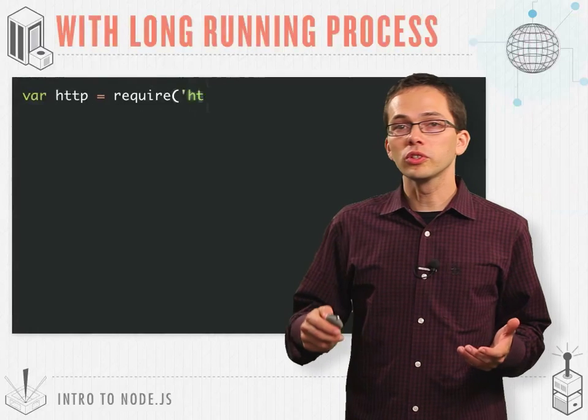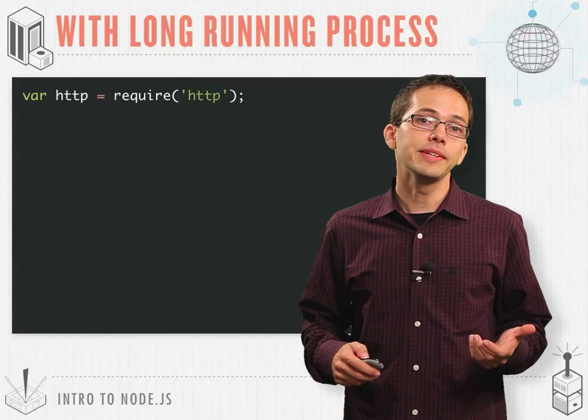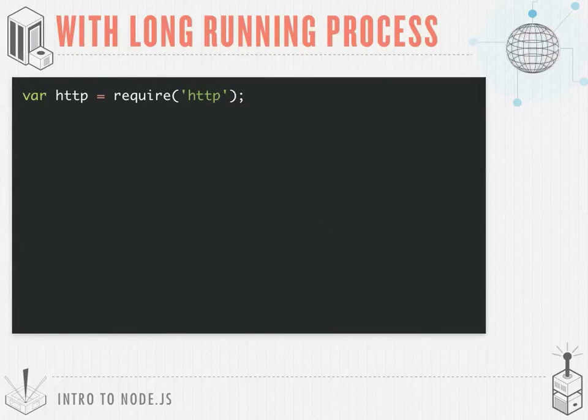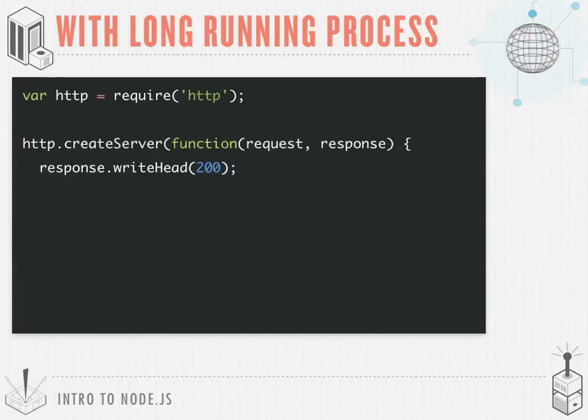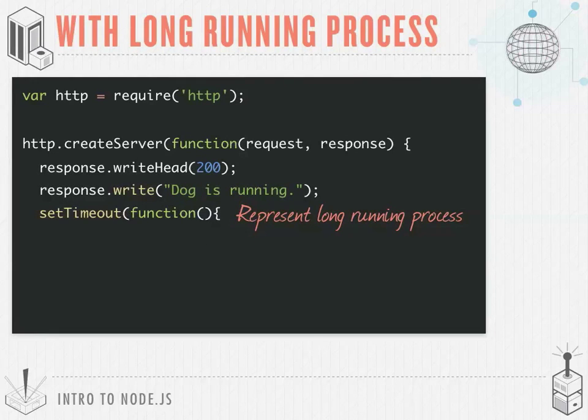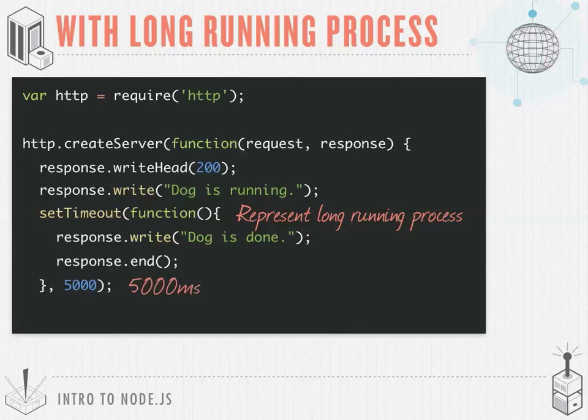Let's make our hello world code a little bit more complex and simulate a long-running process. So here we're creating our server. We write the status code back to the response. We write dog is running. Now we're going to do a timeout. We're going to pause for about 5 seconds to simulate a long-running process. Once that timeout is done, we're going to write out dog is done to the response and end the response. We're going to pause for 5000 milliseconds, which is basically 5 seconds, and listen on port 8080.